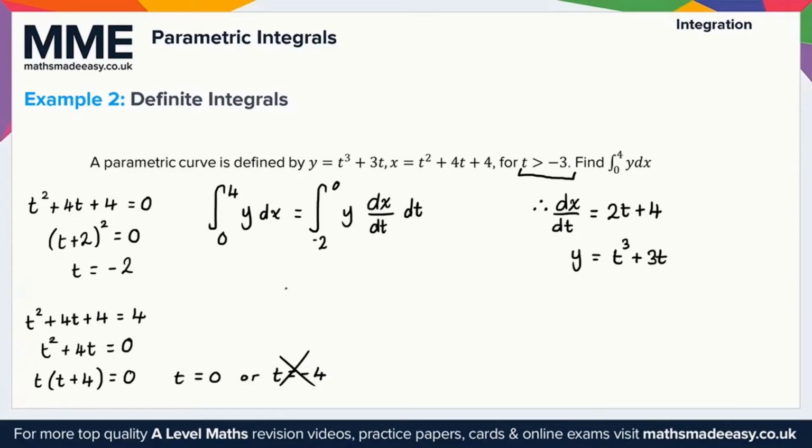So this is equal to the integral from minus 2 to 0 of y, so that's t cubed plus 3t, times dx by dt, so that's 2t plus 4, and this is with respect to t, so dt.